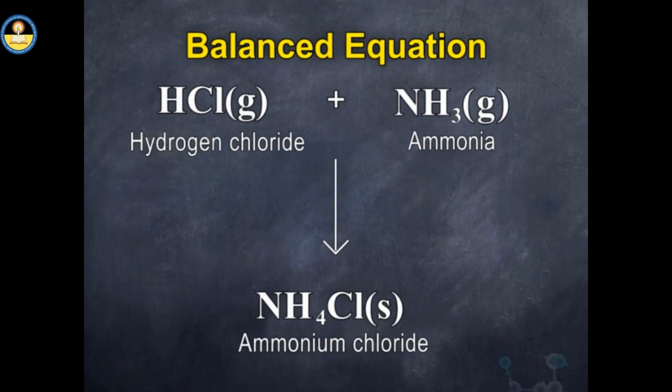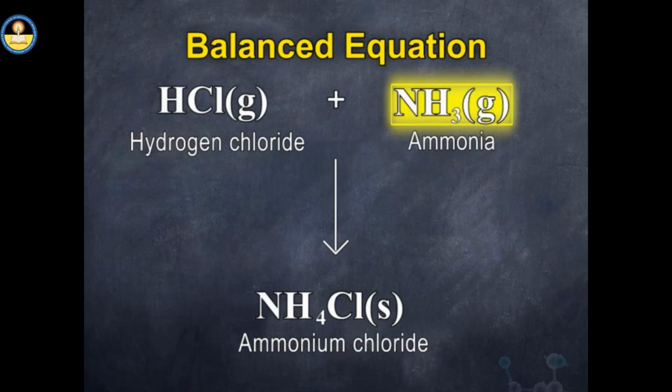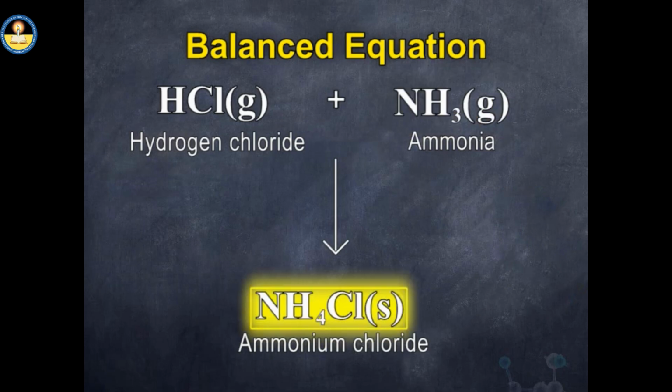The balanced equation for the formation of ammonium chloride is HCl in gaseous state plus NH3 in gaseous state gives NH4Cl in solid state.